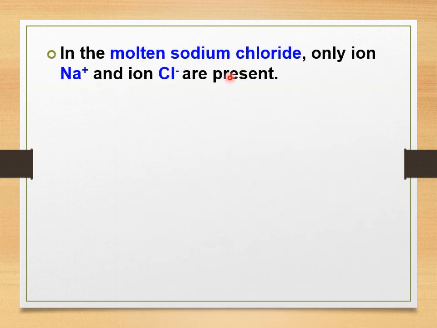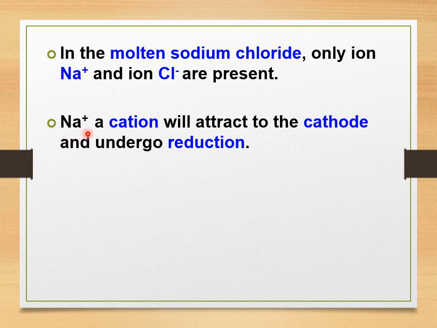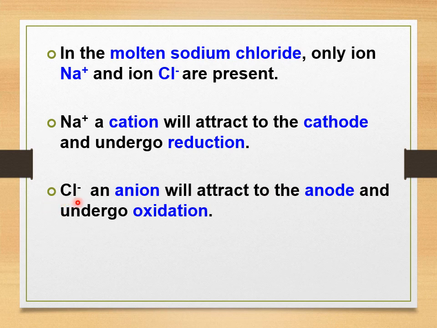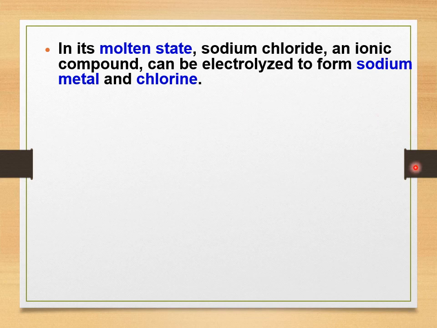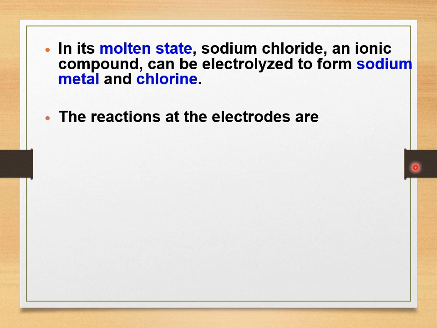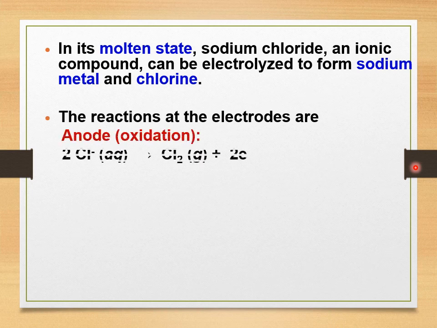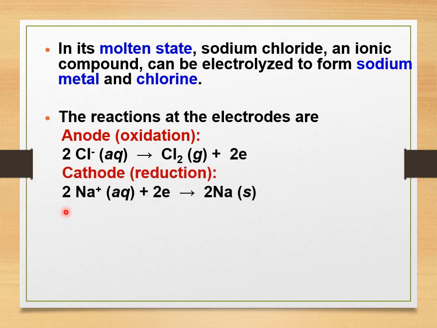In the molten sodium chloride, only sodium ions and chloride ions are present. Sodium ion, a cation, will be attracted to the cathode and undergo reduction, whereas Cl⁻, an anion, will be attracted to the anode and undergo oxidation. In its molten state, sodium chloride, an ionic compound, can be electrolyzed to form sodium metal and chlorine gas. The oxidation is Cl⁻ becomes Cl₂ gas, and at the cathode, reduction occurs whereby Na⁺ becomes Na solid.